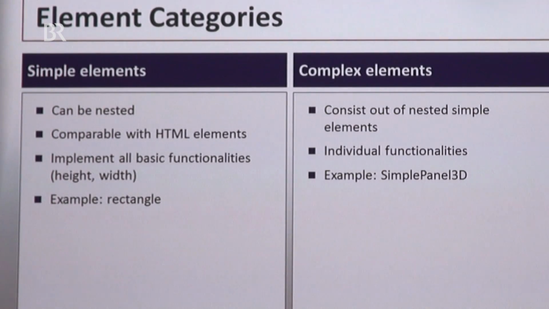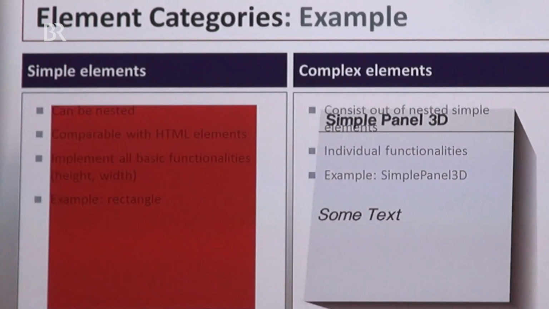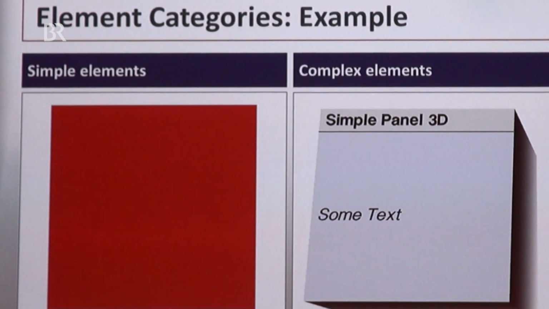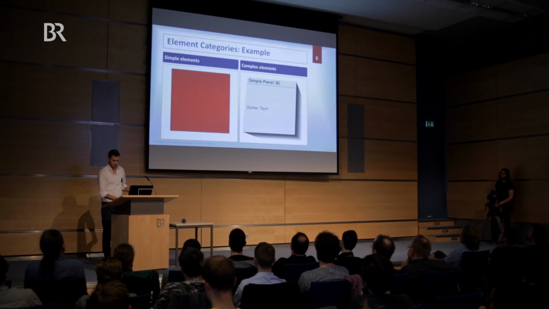And on the other side, on the right side, you have complex elements. A complex element, I'll show you an example later. It's built out of simple elements, and they have individual functions. Here's some example. The simple element, just a rectangle, and the complex element, it's not styled so well, but it's a three-dimensional object.